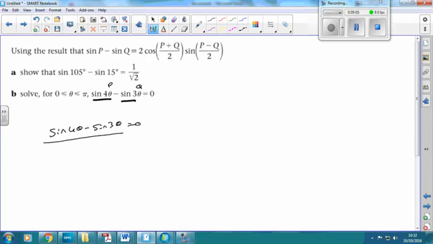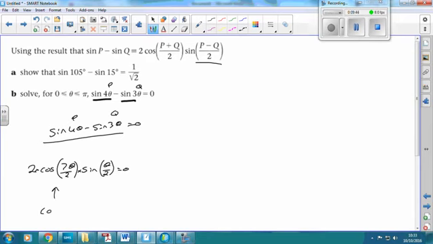We can replace this with 2 cos p plus q divided by 2. That's going to be 7 theta over 2. Sine p minus q over 2. So sine of 4 theta, take away 3 theta, so that's going to be theta over 2 equals 0. Then what we've got to do is solve that. So in order to solve this, we've got 2 times cos of something times sin of something. So we make this then equal to 0.